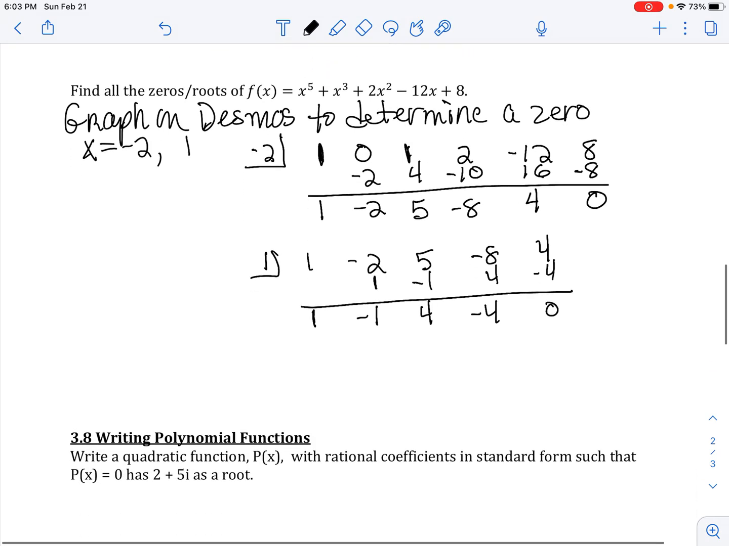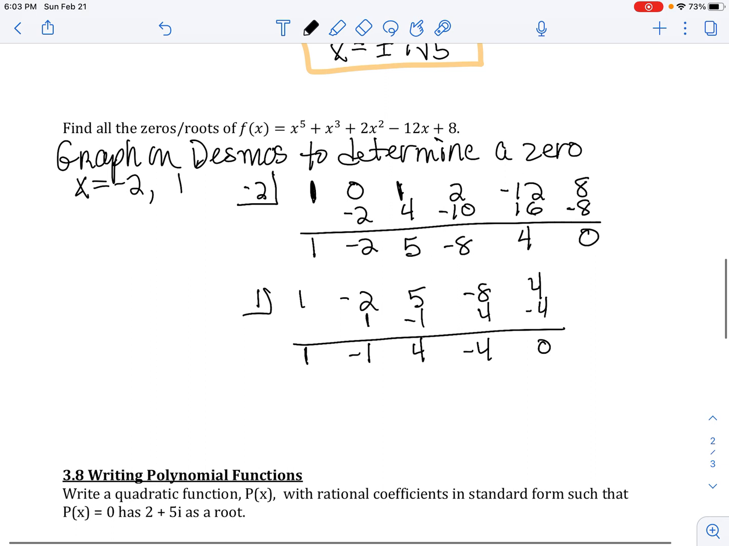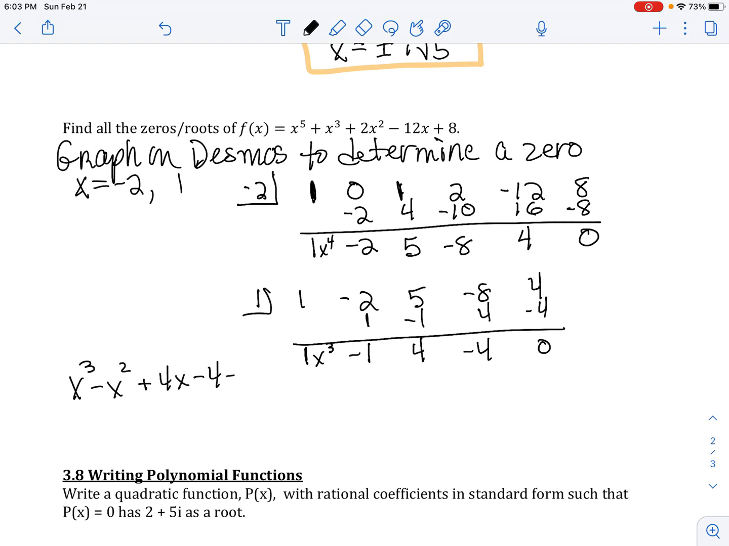Now, when you're looking at that, you might think, okay, what is that? So the original polynomial was x to the 5th. That means this is x to the 4th. That means this is x to the 3rd. So the polynomial that remains is always one less degree than the original. So now I have x cubed minus x squared plus 4x minus 4 equals 0. And I need to solve that.